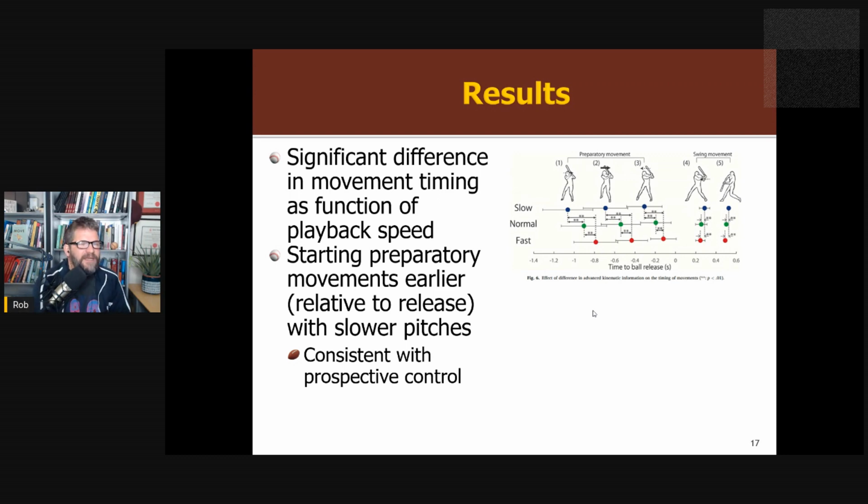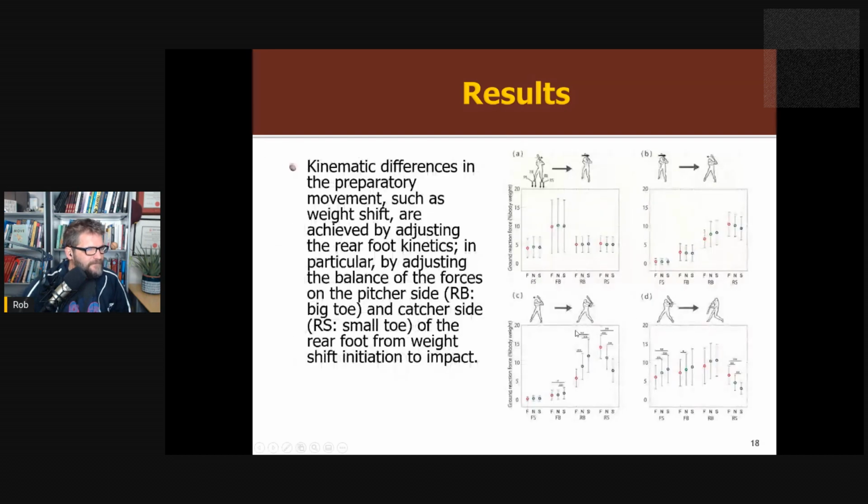Again, think about that. When the pitch is slower, why would you move earlier? You don't need to move earlier. You have more time. If you're using a pre-programmed swing, why would you start it earlier on a slow pitch? You would do the opposite. You'd start earlier when you have less time. There's going to be less time available after the ball is released. The reason you do is because for a slow pitch, the information is becoming available earlier to couple your movement to. That's how I would interpret that.